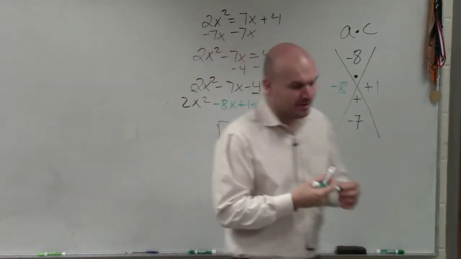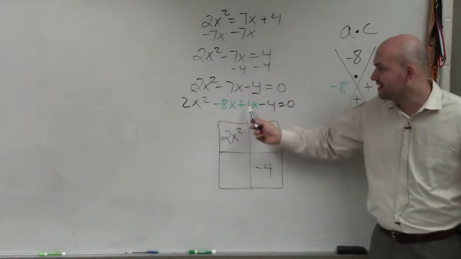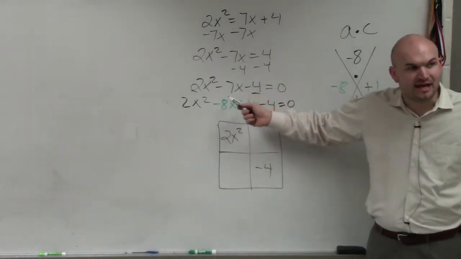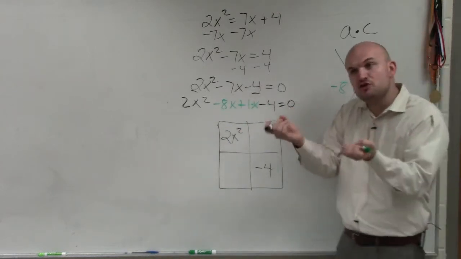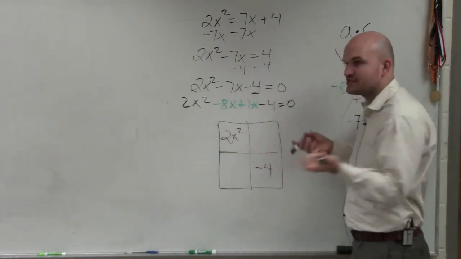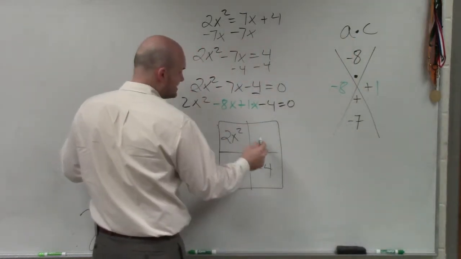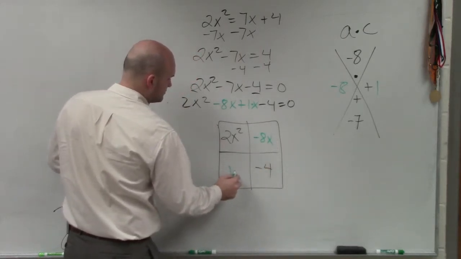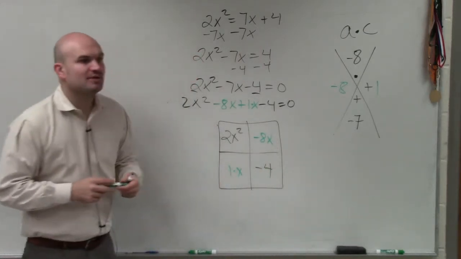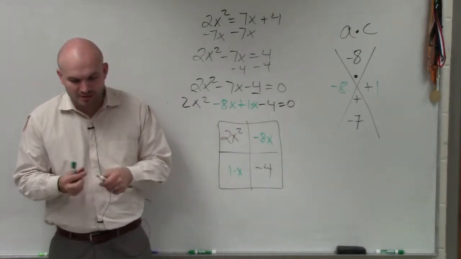Does everybody agree with me that if I rewrite the equation as it is right there, -8x plus 1x is the same thing as -7x, right? It's the same thing. But now I have two values that represent -7x rather than just one value. So what I'm going to do now is use those two values. And it doesn't matter where you place them in your box. But you're now going to fill them in for the other two.